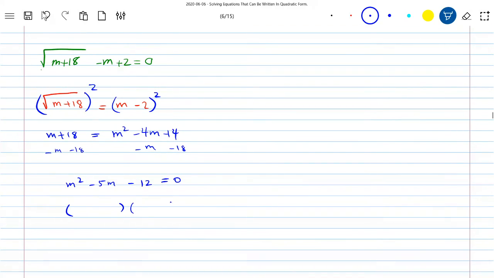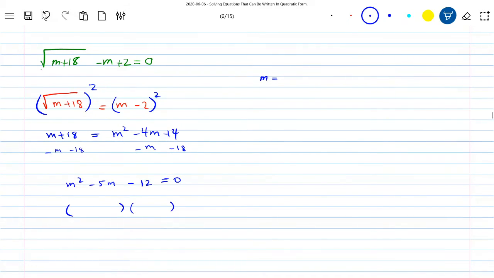So can I factor it? Not always possible to factor. Let's try to see if we can find factors. 6 and 2 multiply to give you 12, but there is no way you add them to get negative 5. There is 4 and 3. If you multiply, you'll get 12, but there is no way to get 5. So in this case, maybe it is not possible to factor. Or maybe I don't see it. You don't always have to look for a factor. You can use the quadratic formula. So let's try the quadratic formula.